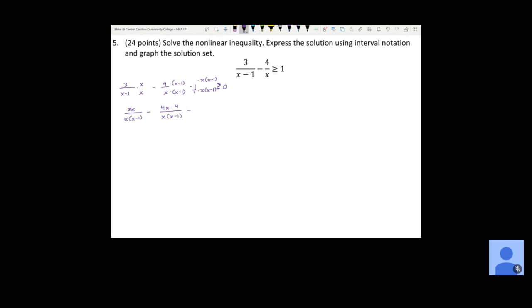Minus. And same thing, I'm going to distribute the x this time. And so what would that give us for the last fraction? X squared minus x. Good. Over, again, x times x minus 1. You always want to keep that denominator factored. Any questions up to that point?